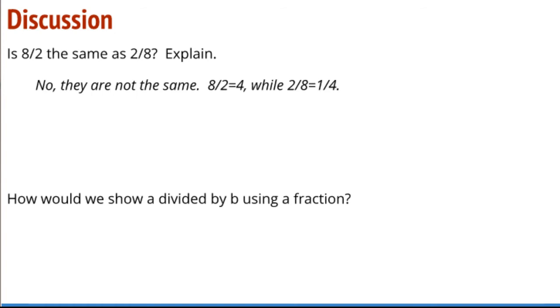We actually use the words dividend, quotient, and divisor. The quotient is the answer. The dividend is what we have. The divisor is how we're going to split it up. So showing a divided by b using a fraction, we've already looked at this. We could show it as a slash b. We could also write it as a over b.